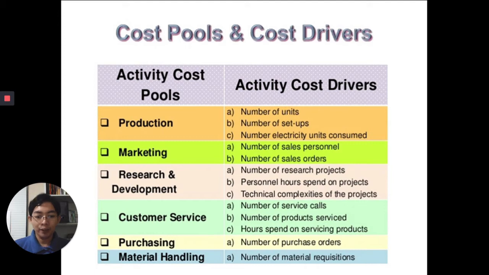So for example, we have rent. Rent cannot be measured using labor hours. So we need to have an activity that drives our rental cost, which is the square meters used or consumed by the company for that specific department or unit. Next, we have marketing. In marketing, we use the number of sales personnel and the number of sales orders as our cost drivers. Then we have research and development, customer service, purchasing, and the material handling department, to name a few.